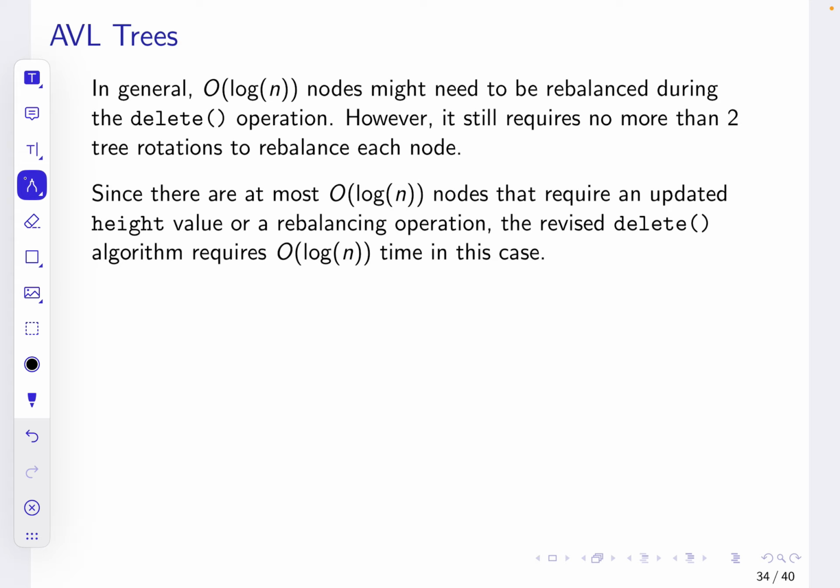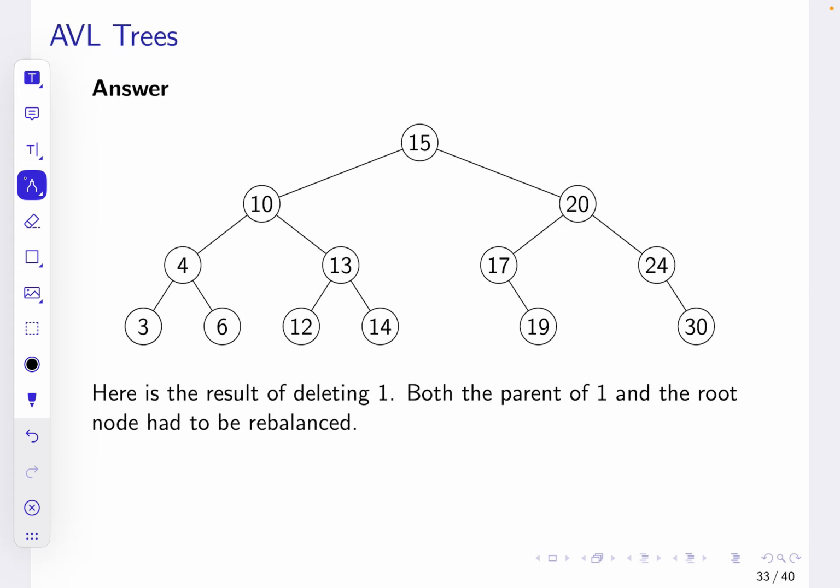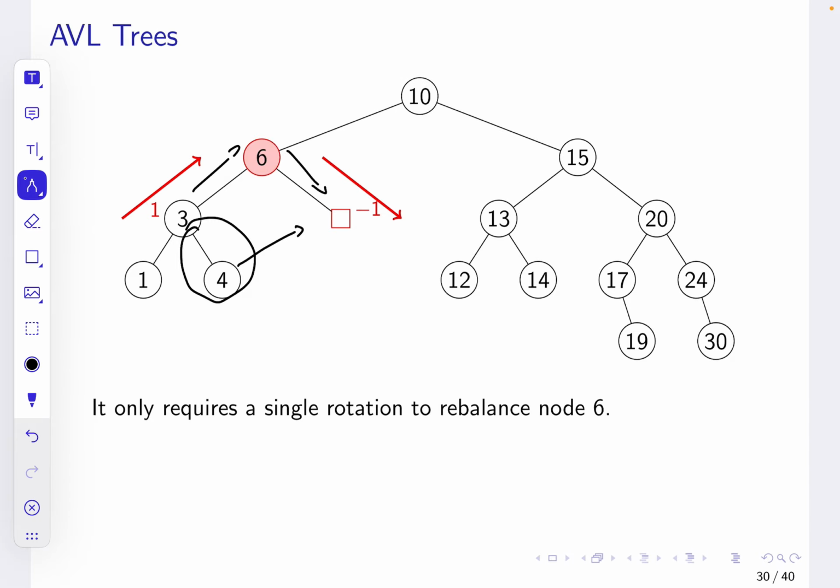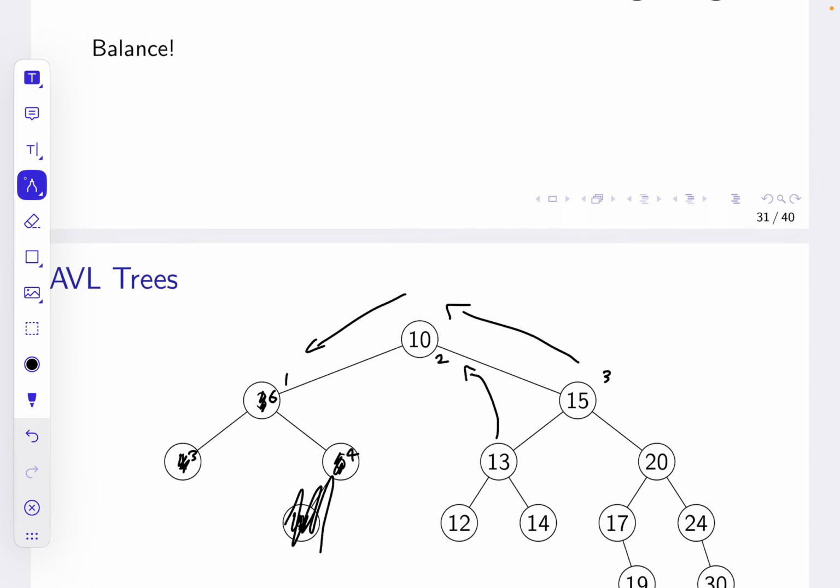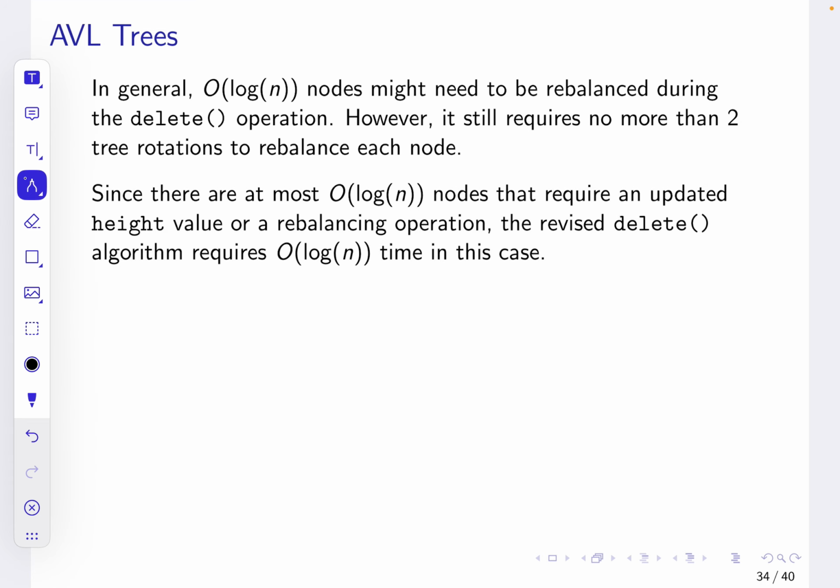So since you do the familiar O(log n) BST deletion algorithm first, and then move up the tree, doing up to O(log n) rebalancing operations, and rebalancing operations go in constant time, this all comes together to say that the revised delete algorithm requires O(log n) time in this case.